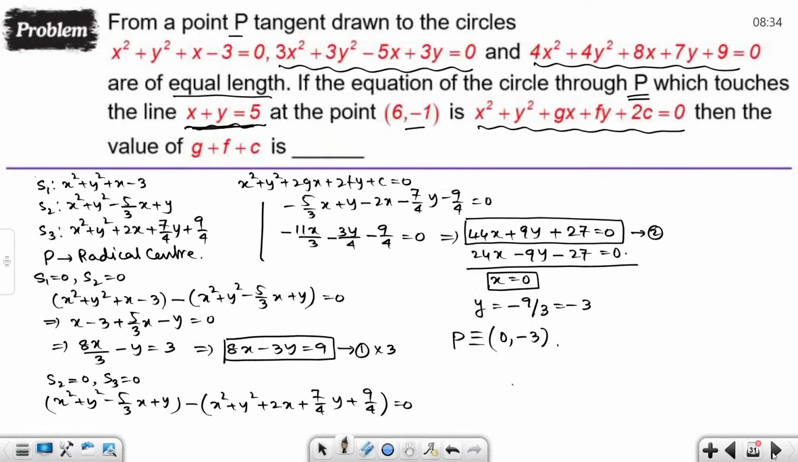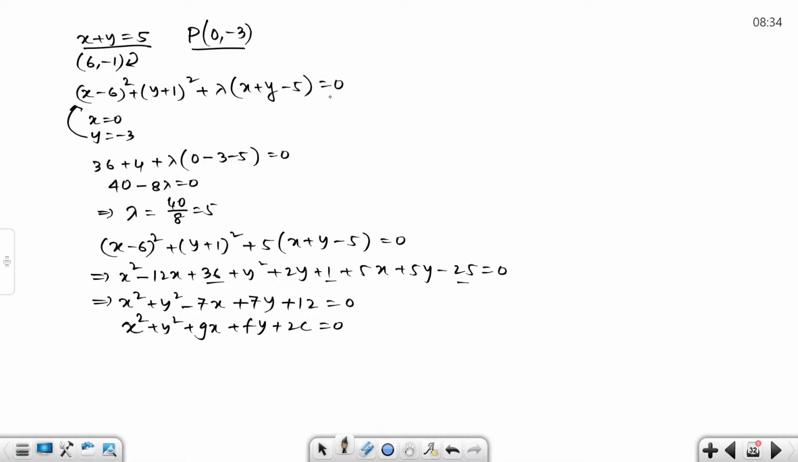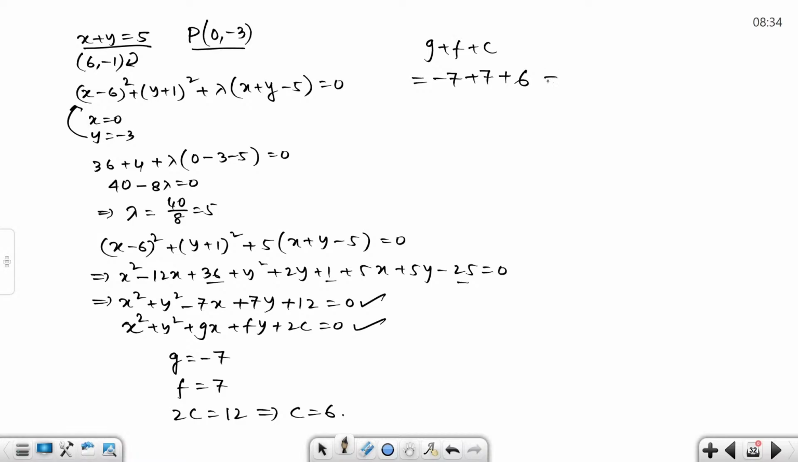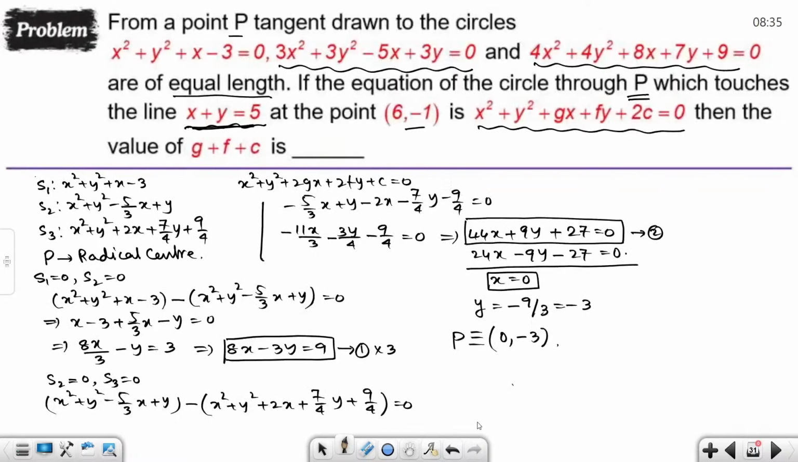That is the equation which is given. And now we have to find out the value of g plus f plus c. No problem. I will simply compare this, because this equation and this equation, they are the equation of the same circle. So if I compare, we are going to have g as -7, f as 7, and 2c is 12, which implies c is coming to 6. Therefore, the value of g plus f plus c is -7 plus 7 plus 6, which gives us 6 only, right? Therefore, our answer for this sum is nothing but 6.